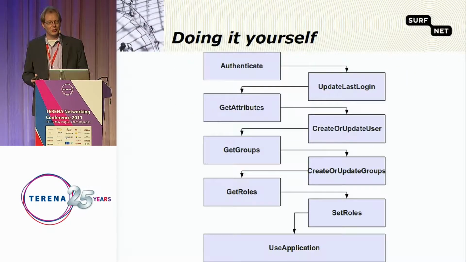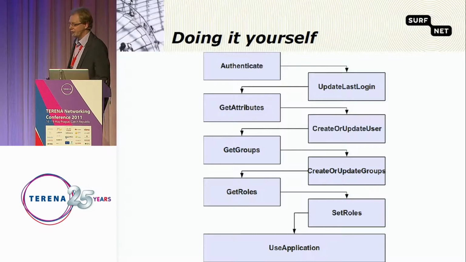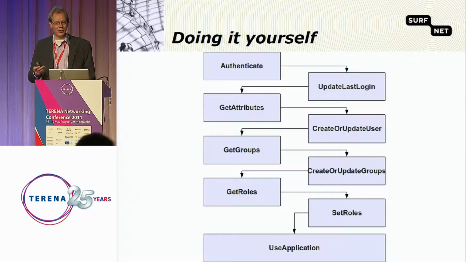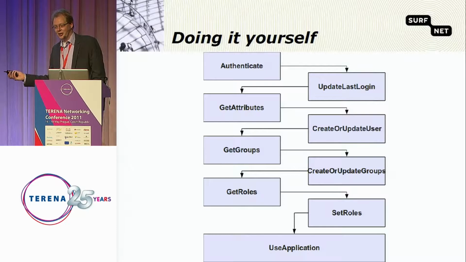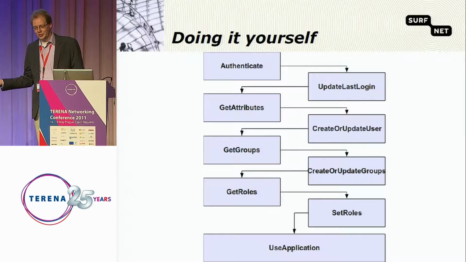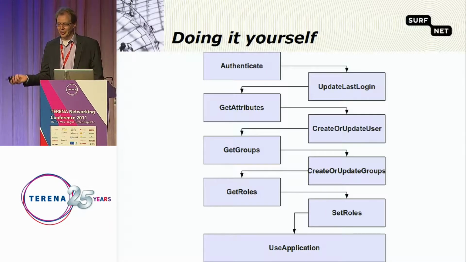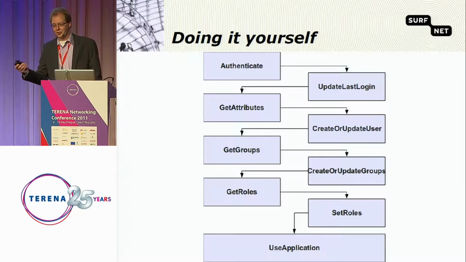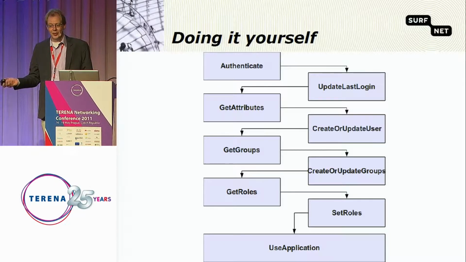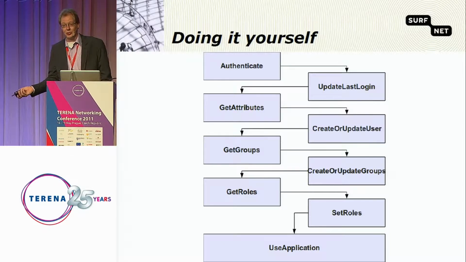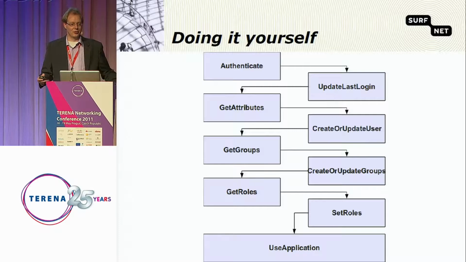So what does it mean if you want to do it yourself? This is an example of what it would look like if you implement just-in-time provisioning based on a domesticated application with SAML federation and an external group relation system. Actually, there's a number of steps. You need to authenticate. The application then needs to update the last login, preferably. You need to get attributes. You need to update the user status. You need to get groups, create or update the group memberships, get the roles, set these roles in the application, and then the user is ready to go.